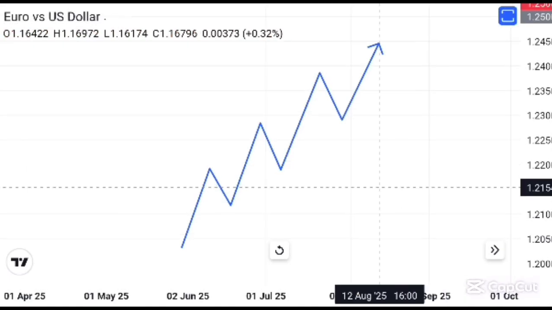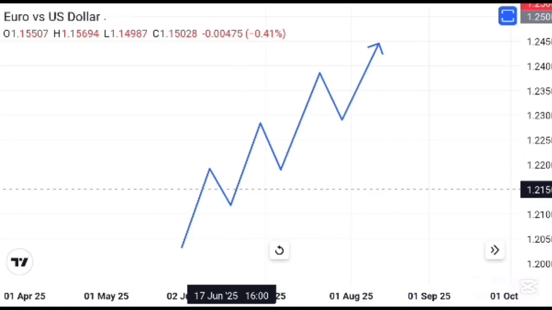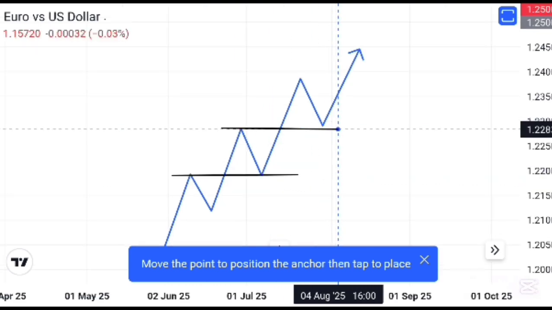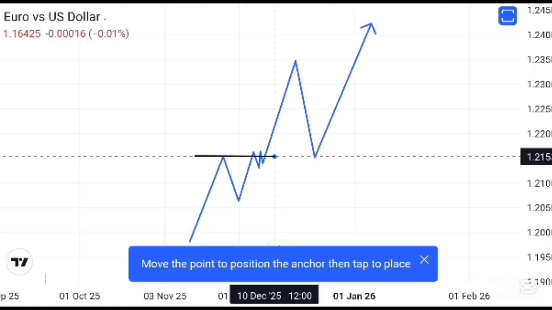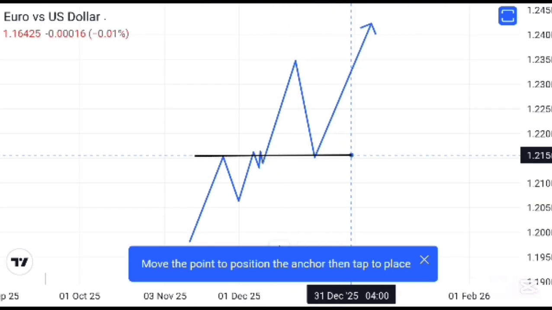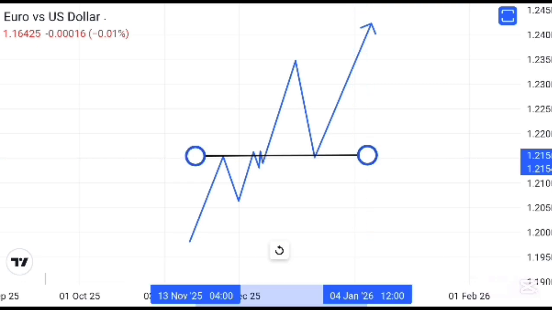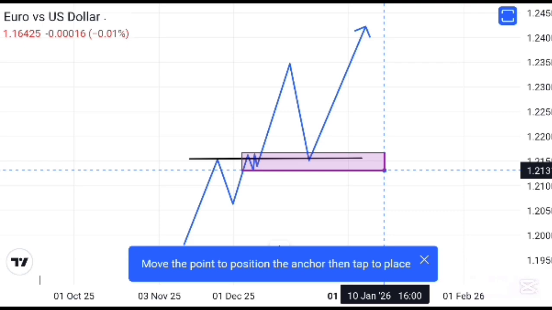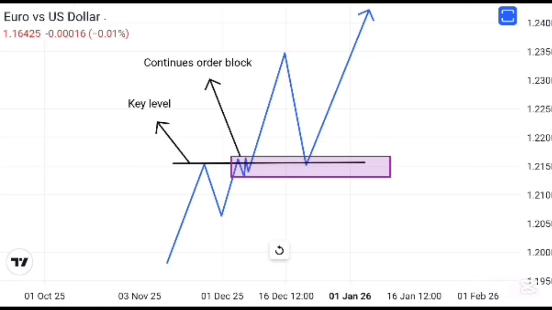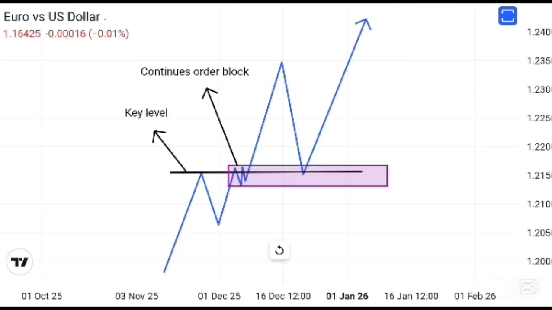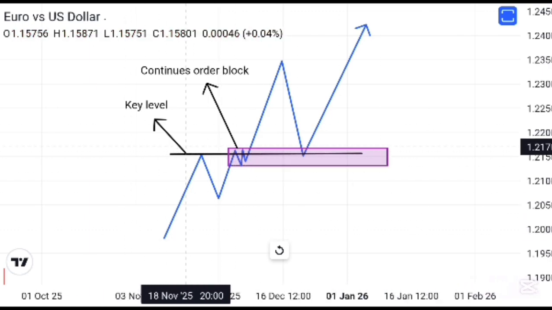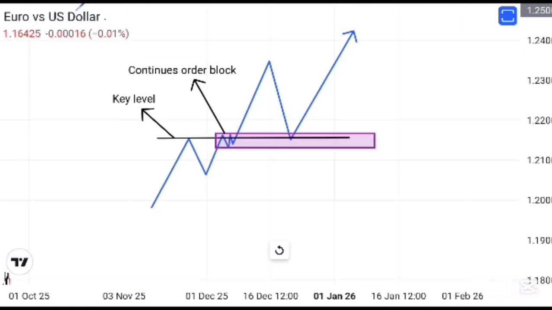So what we have here is we're making higher highs, higher lows, higher highs. And I like to call these areas my key levels, which I will be explaining in a second. So what happens here is that price will come down to this area and reverse, where we have our continuation order block and our key level. Now that's not always the case.